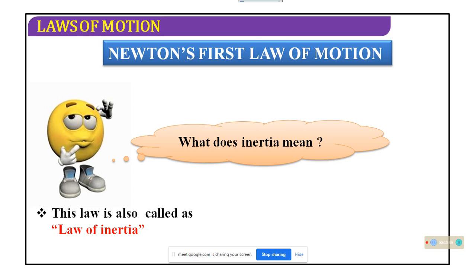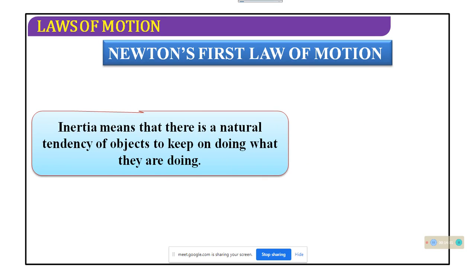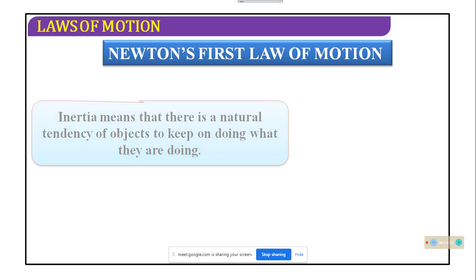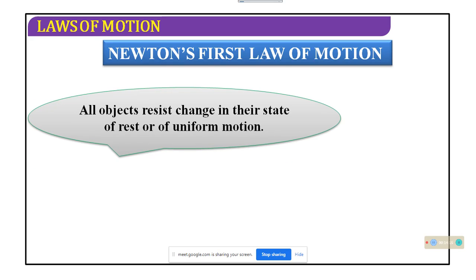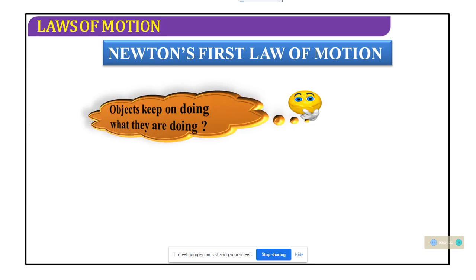What does inertia mean? Inertia means the natural tendency of an object to keep doing what it is doing. That means if the body is at rest, it will stay at rest. If the body is in motion, it will stay in motion. All objects resist change in their state of rest or uniform motion. Objects keep on doing what they are doing.